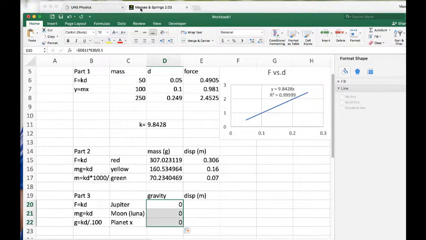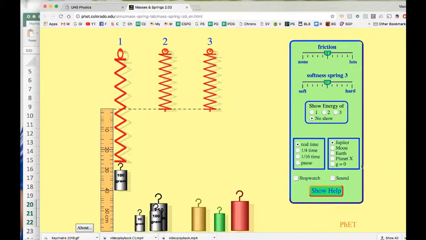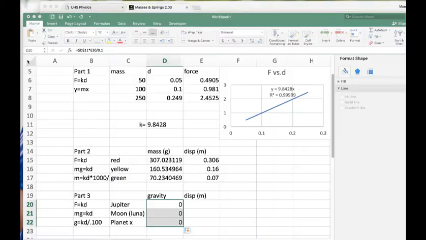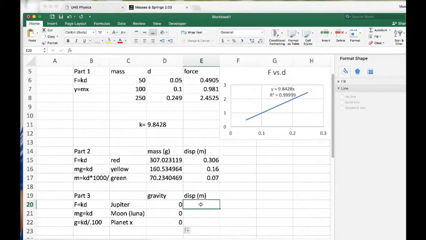Then we're on Jupiter, we put the 100 gram on here, it's 25, 26, looks like it's 26 centimeters, so 0.26 meters. Gravity on Jupiter is about 26. So gravity on Earth is 10, so that means you would weigh 2.6 times more on Jupiter than you would on Earth.